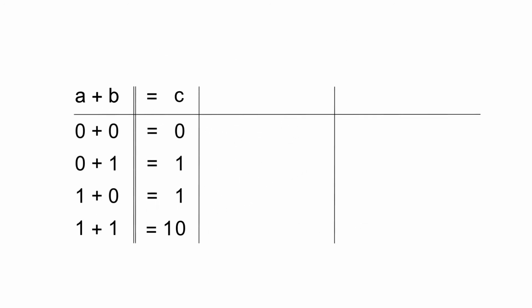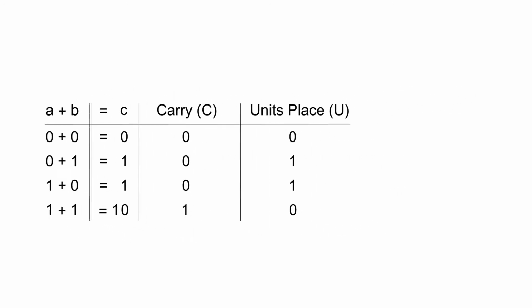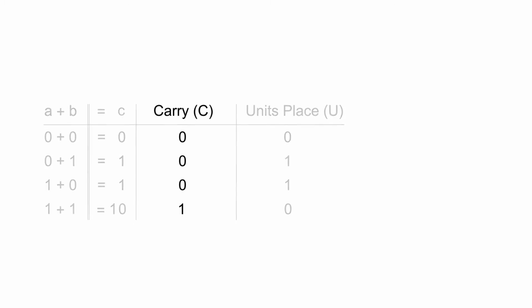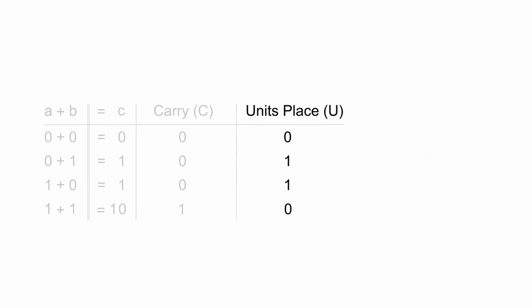As the result of adding two binary 1s is a two-digit binary number, we must split the result into a carry place, C, and a units place, U. The carry place is given by the logical AND. The units place is more complicated. In the first 3 rows, it is given by the logical OR, and in the 4th row, where both summands are equal to 1, the answer is 0, which is not given by the logical OR.